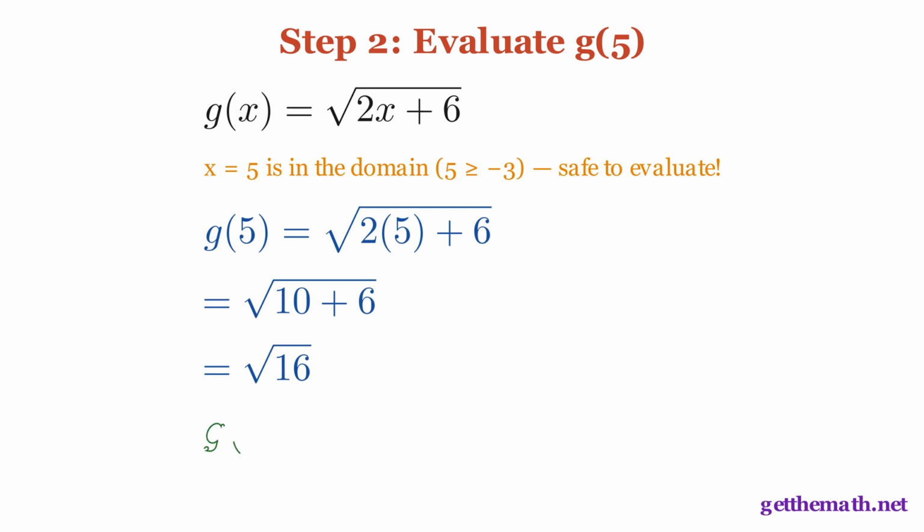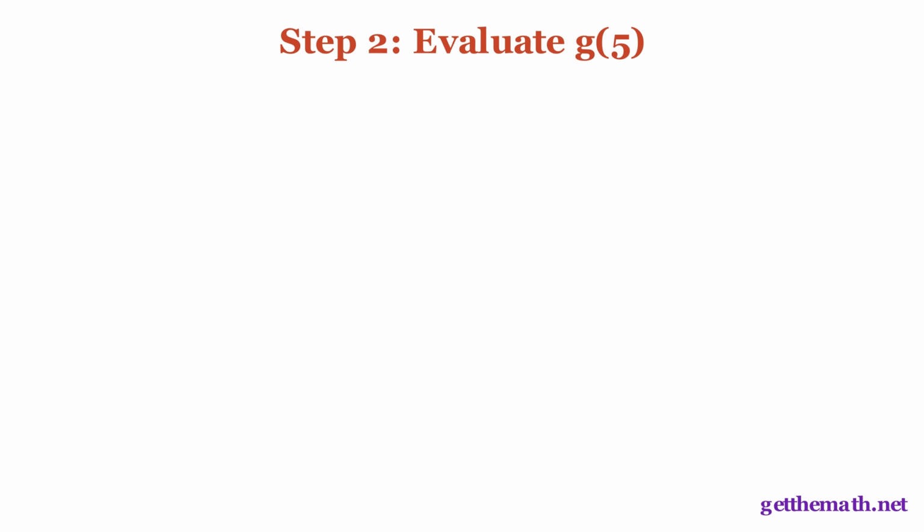G of 5 equals the square root of 2 times 5 plus 6. Inside the radical, 10 plus 6 equals 16. G of 5 equals the square root of 16. The square root of 16 is 4. G of 5 equals 4.